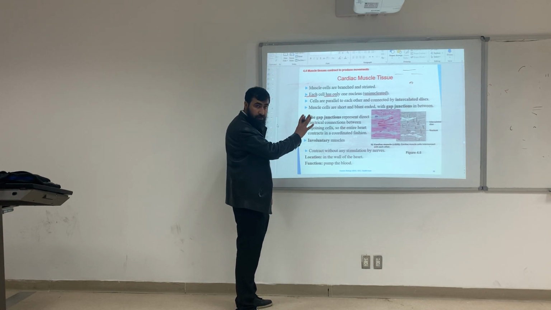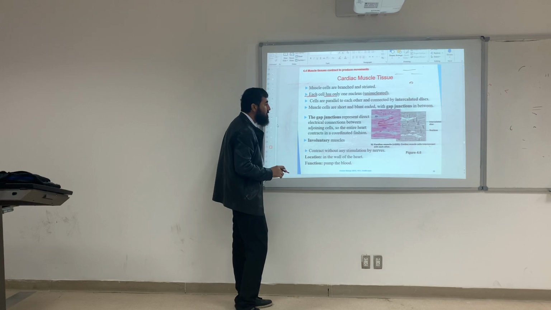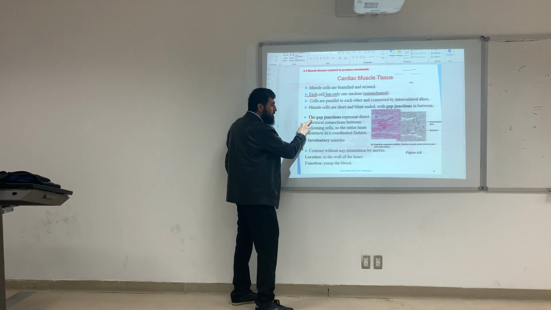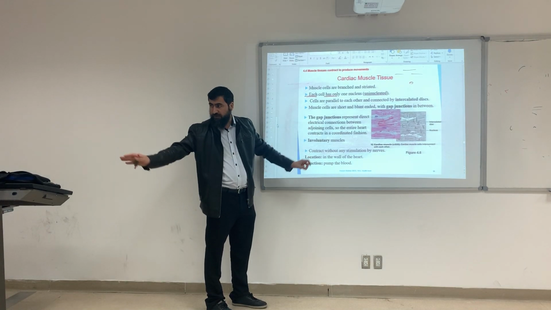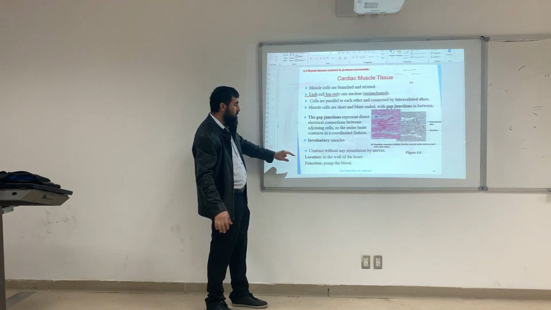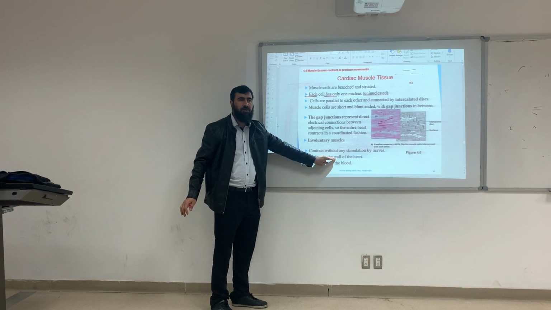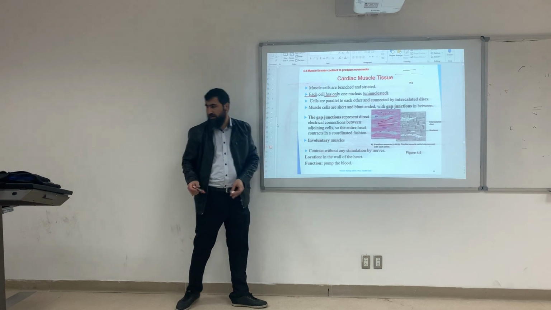The appearance of it is very important. And intercalated discs are made from gap junctions. This type of muscle is involuntary, so we don't have control over the heart, okay? So it's easy. The location is the wall of the heart, you can't find it anywhere else. It pumps blood, right?